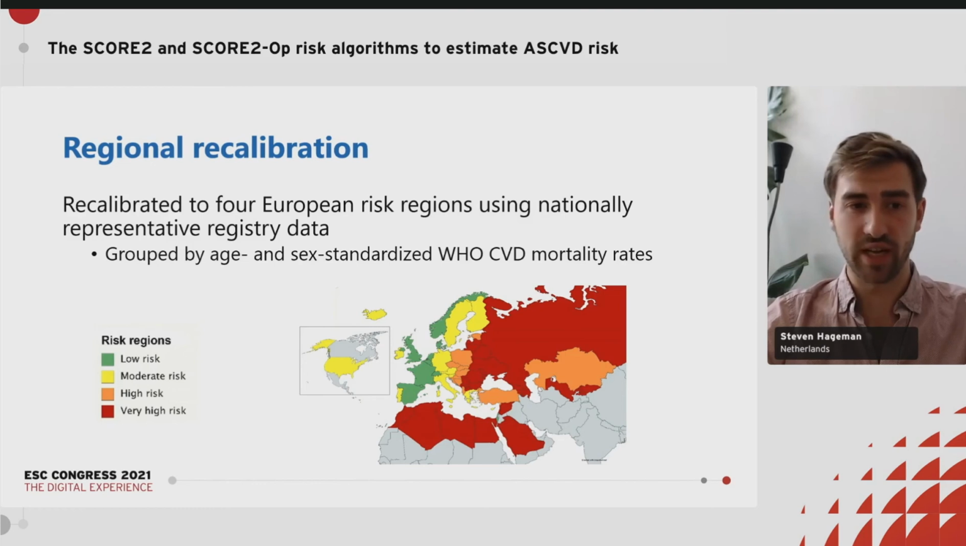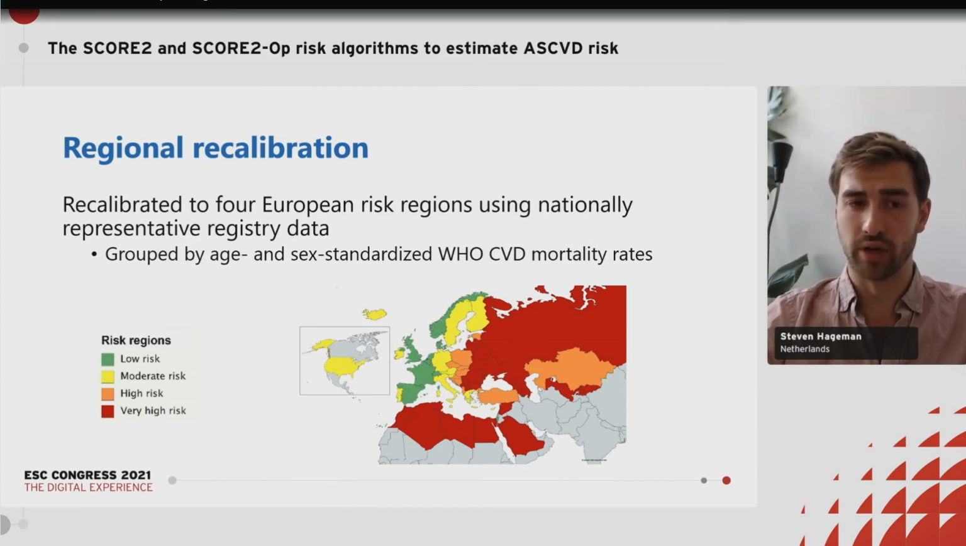This model was then recalibrated to 4 European risk regions using nationally representative registry data. Those risk regions were grouped upon age and sex standardized CVD mortality rates as reported to the WHO by every country. The regions are the same regions as used for SCORE2.